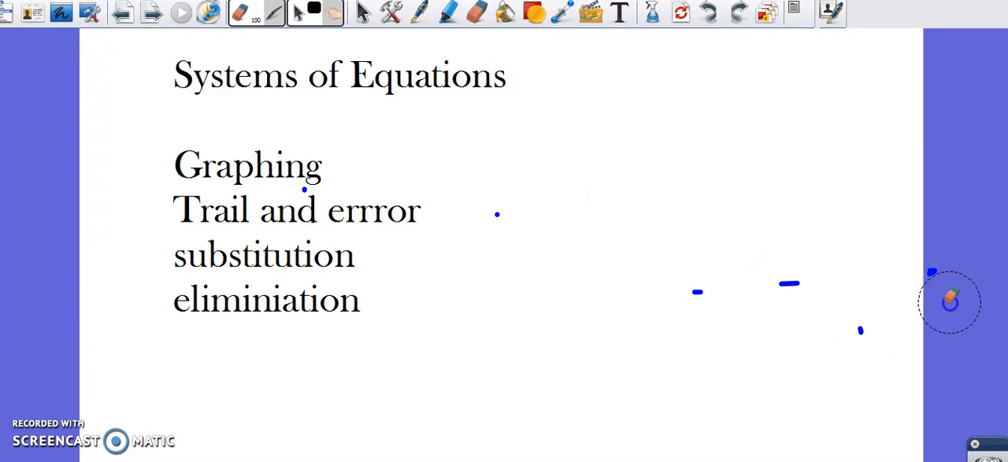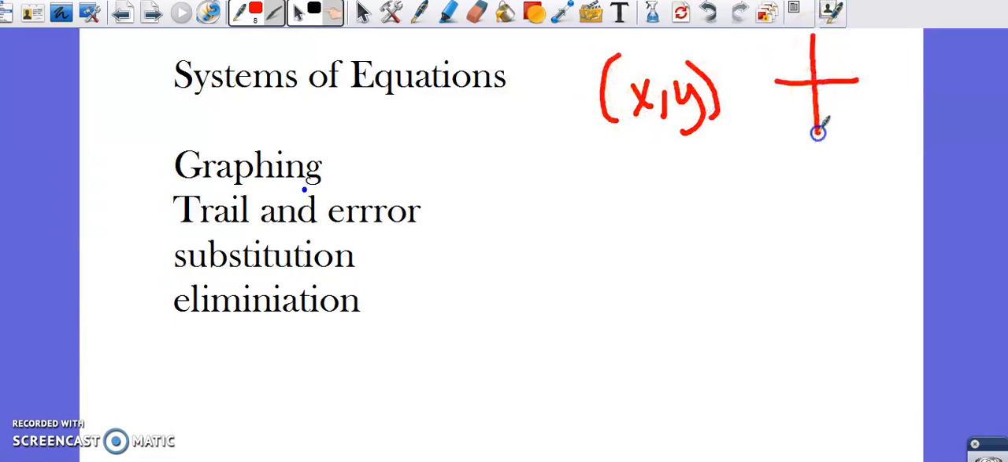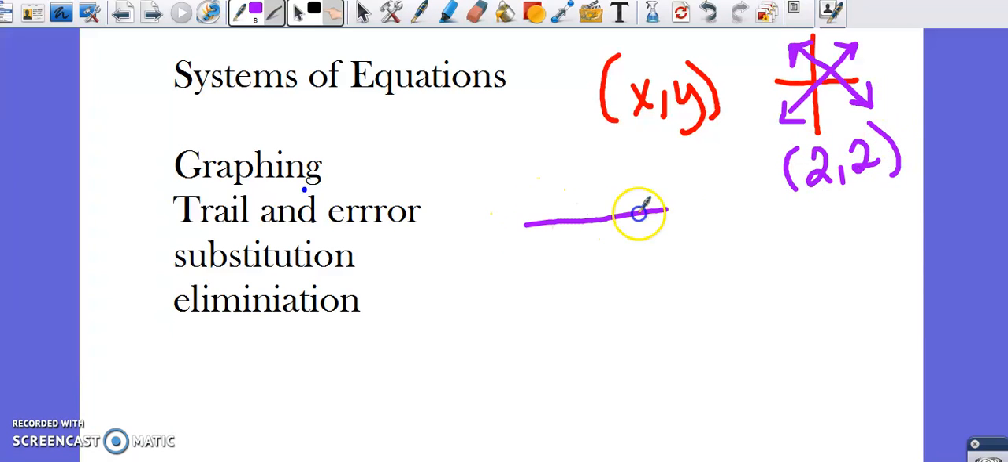And those solutions can be, okay, you can have a point. So you can have x, y. You can have where that they meet somewhere on the coordinate plane. And I'm just going to say that this is 2, 2. I'm just guessing. That's one way.